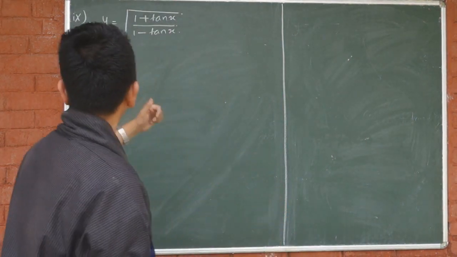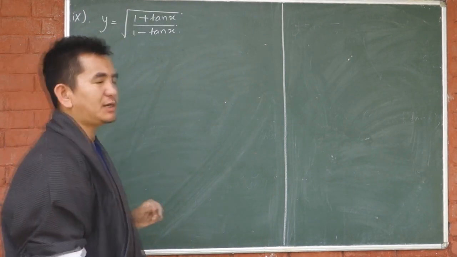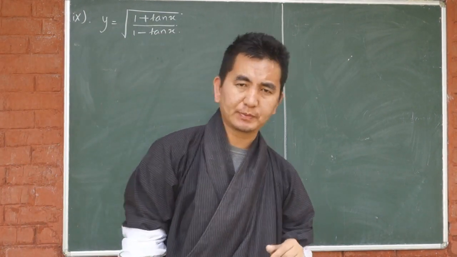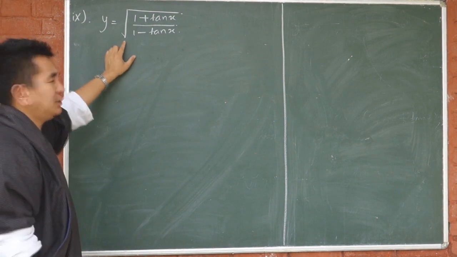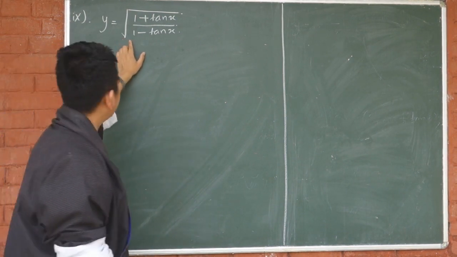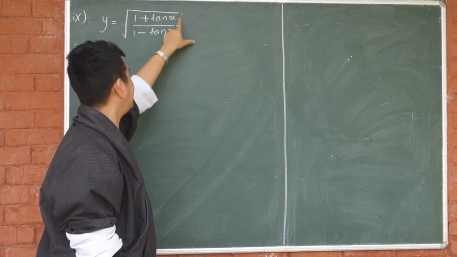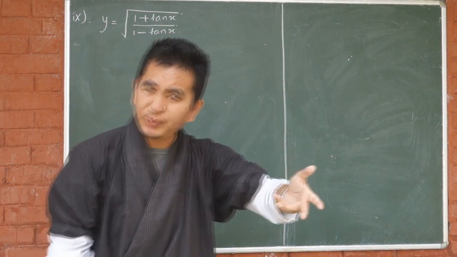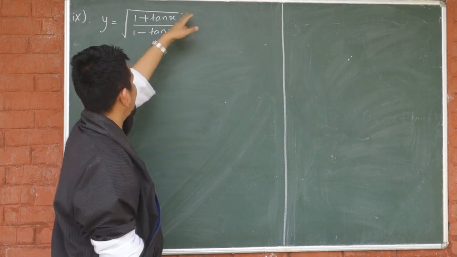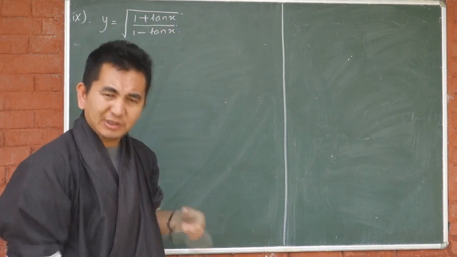Okay. Now see this question. y is equal to root of (1 plus tan x) divided by (1 minus tan x). If you want, you can differentiate directly by taking this one as x, then differentiate root x, then inside you do the u by v method. You can do it that way. Or you change this one to power half and then use the power rule. That will also work.